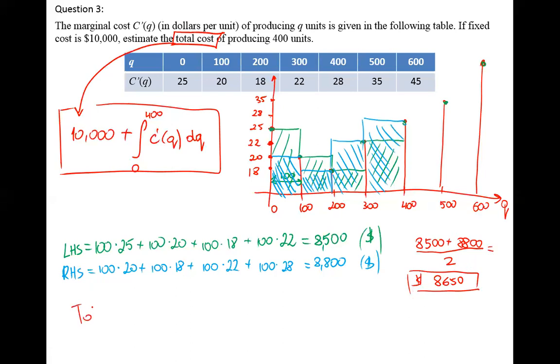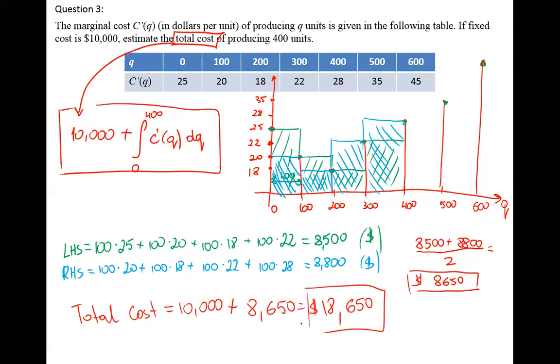We can say that the total cost is simply my fixed cost plus what I just calculated. Okay, and this will be 18,650, and of course dollars. Okay, that means this is the fixed cost and this is the variable cost. Okay, hopefully my rectangles are helpful for you.